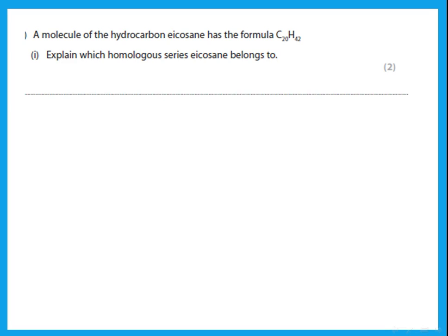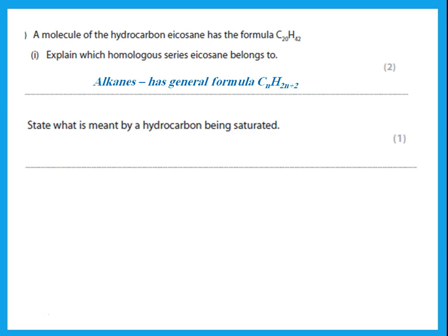So let's see this question. It says a molecule of this has this formula. Explain which homologous series this belongs to. Which homologous series do you think this belongs to? First of all, it has only C and H, so that means it's either an alkane or an alkene. Which one do you think it is? Do you remember the general formula of each one? We said if the hydrogen is twice the carbon, then it is an alkene. If it is more than twice the carbon, then it is an alkane, because the general formula of alkanes is CnH2n+2.